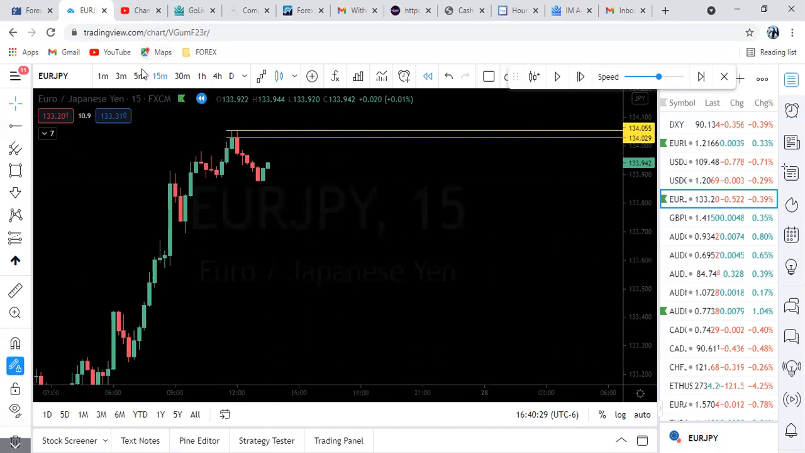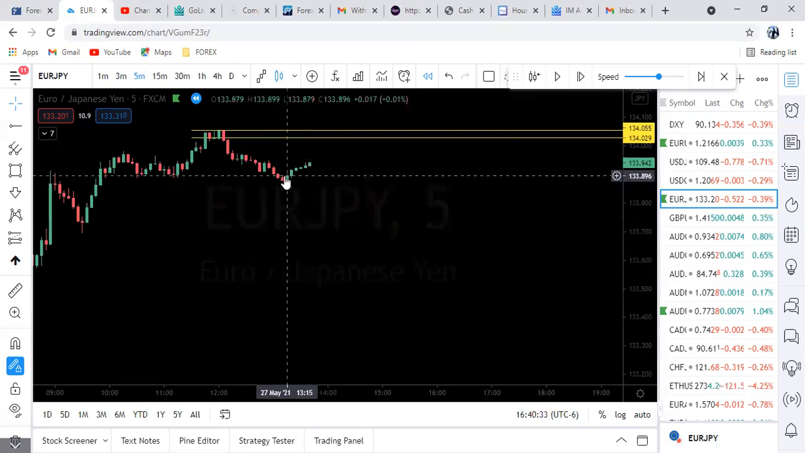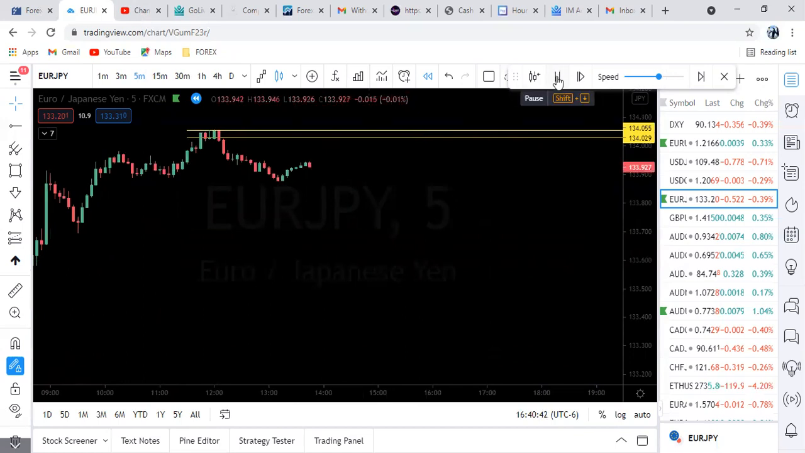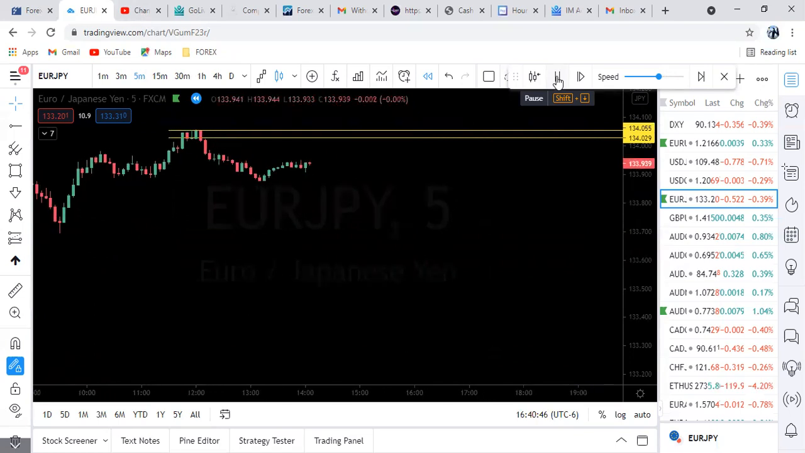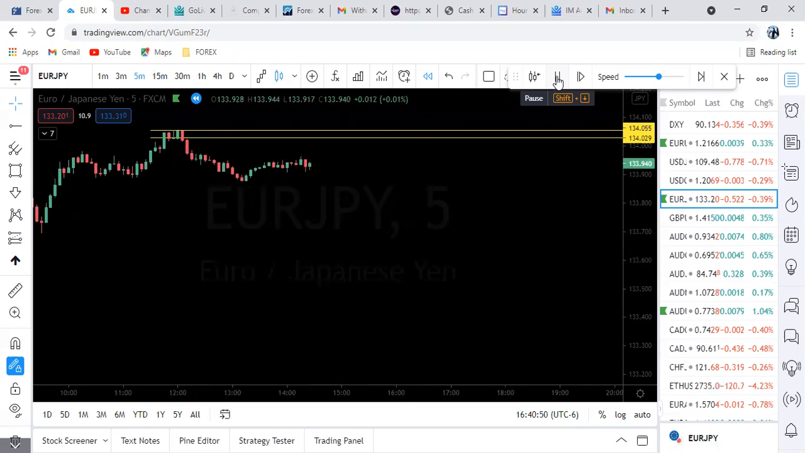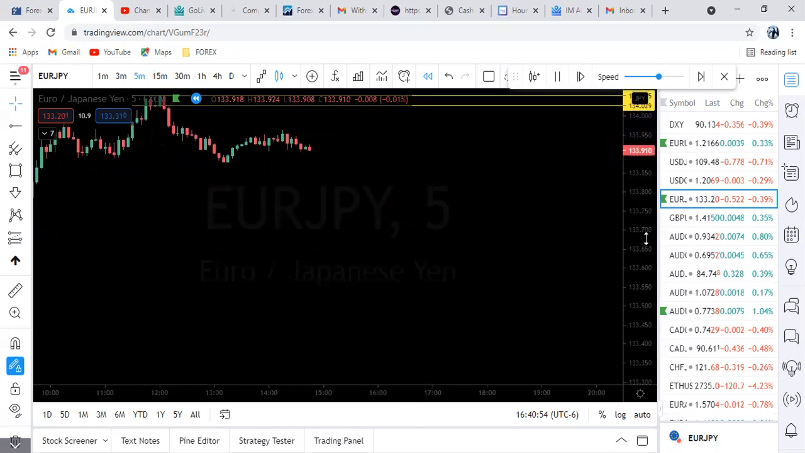So if I come down to the 5 minutes chart, okay, because we basically analyze from the 5 minutes, then we take the trade. So I'm going to play this and let's see what happens. Okay, the market is moving. It's just doing its thing. We just want to see areas where we can potentially take a trade from what is happening right now.